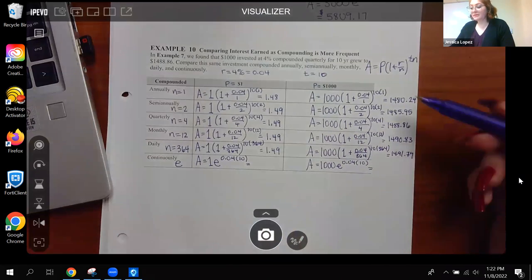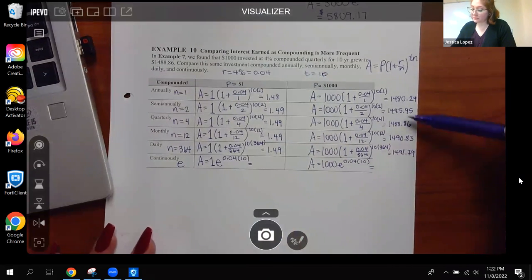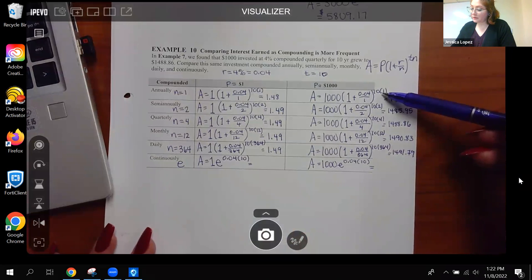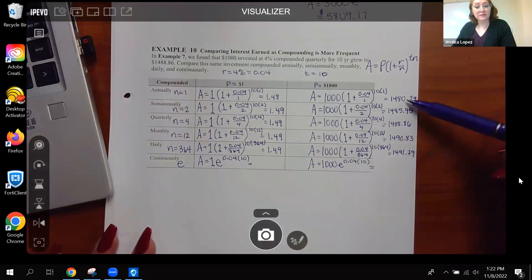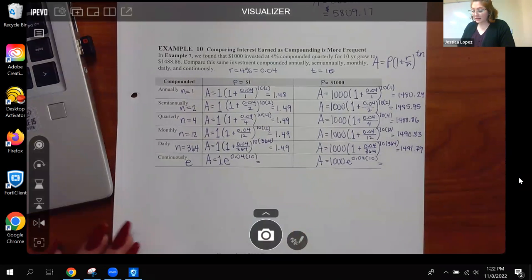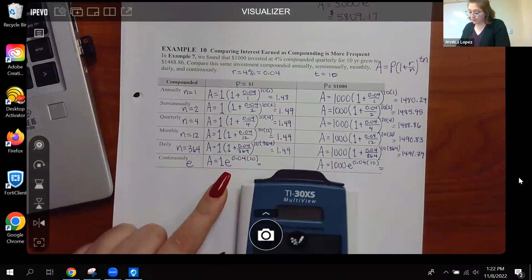So notice that even with $1,000, it's not growing too much. I mean, from one compounded once a year versus compounded every single day of the year, it really only made an $11 difference, right? Now let's see what we get when we use this formula. One and then E to the 0.04 times 10.